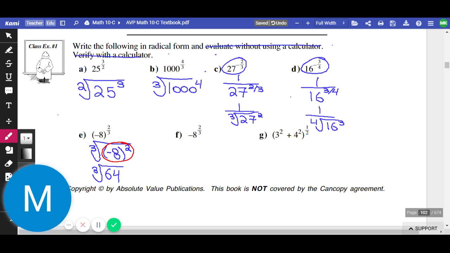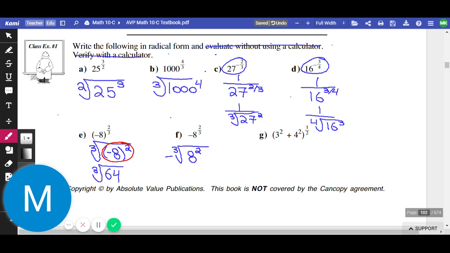Awesome. F. F's a little bit of a tricky one. The reason F is tricky is because it's the exact same as E, but without brackets. And what the brackets are doing is telling us that the negative is also part of the base. The negative is a part of this exponent. When there are no brackets, they're saying that the negative is actually outside the base, meaning it's not a part of the radical. It's out front, like that.